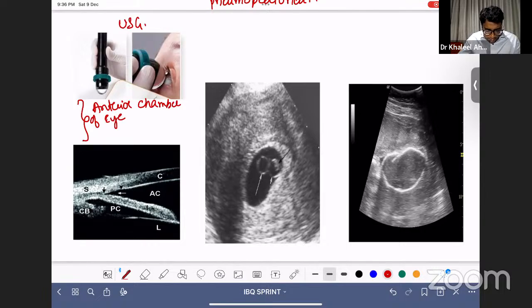It's not a B mode actually. You give another name called ultrasound biomicroscopy. So this technique evaluates the anterior chamber of the eye using a high frequency probe. This is called ultrasound biomicroscopy. You see the anterior chamber of the eye. Okay, only the anterior chamber of the eye is visible.